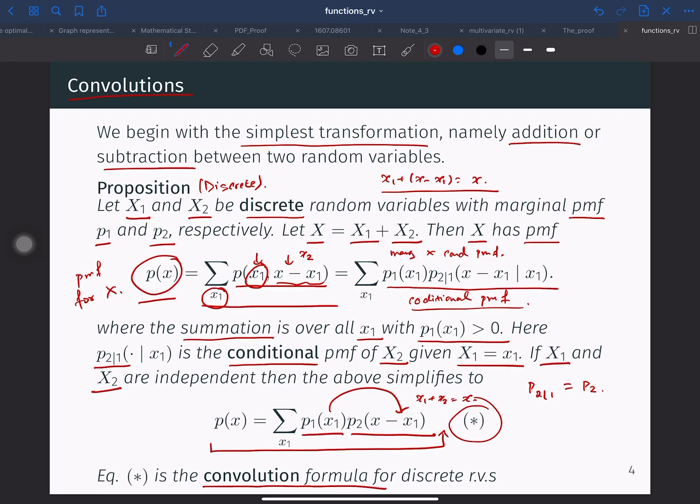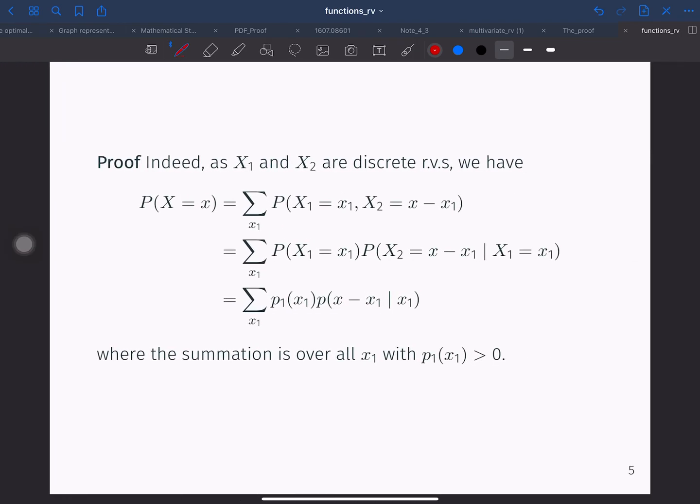So in a sense, we have seen this operation before several times, so we will revisit those examples later in these slides. The proof of this result is quite elementary. Because x1 and x2 are discrete, we could just count the possible combinations. If the sum is equal to little x, then I just have to sum over all possibilities for the value of x1. So x1 equal to little x1, in which case x2 has to be the difference between x and x1.